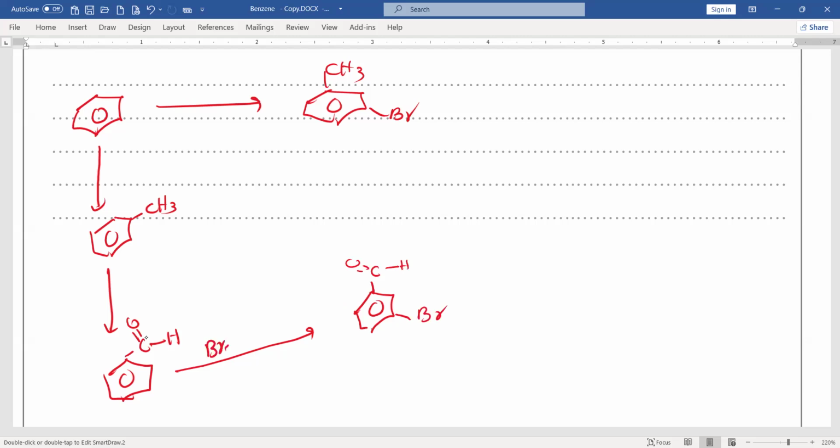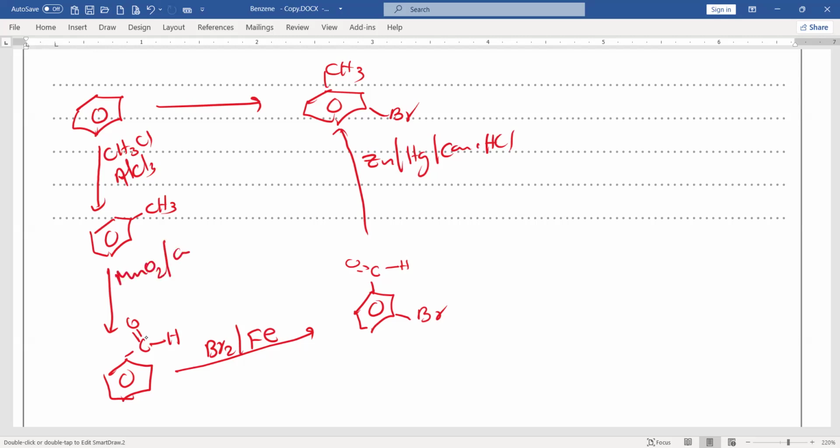Now you add Br2 and Fe. Then you will get this Br here. And then you can remove the oxygen attached to this by adding Clemmensen reagent, it's Zn-Hg, conc HCl. Then here to here you can add CH3Cl, AlCl3, and CH3 to these. You can oxidize this to that, adding KMnO4, conc H2SO4. Then you will get this as a product, and now it is correct.